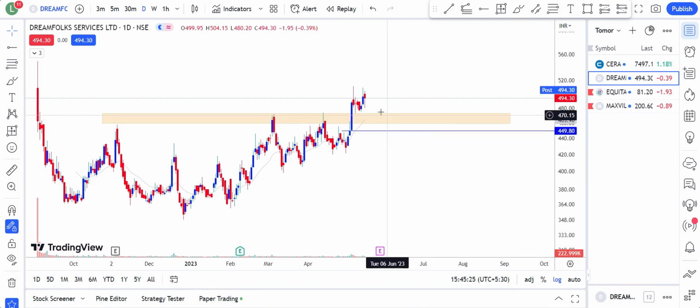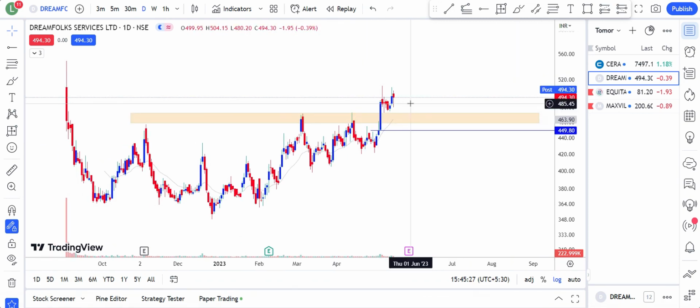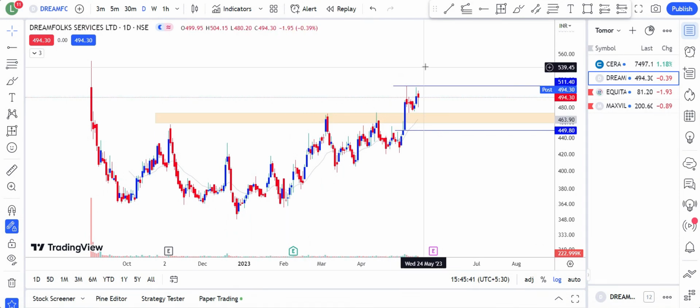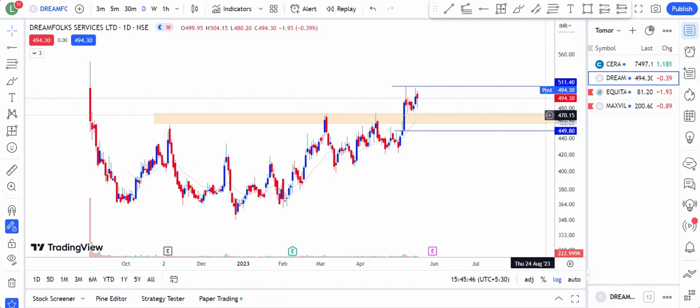So Dreamfolks, it is still playing out, just consolidating. The next buy should be above this area, 495. No, it's not 495, it is 510. You buy above 510, keeping the stop loss somewhere around here. And I think easily going forward, it will be able to make a new all-time high. But let's see.